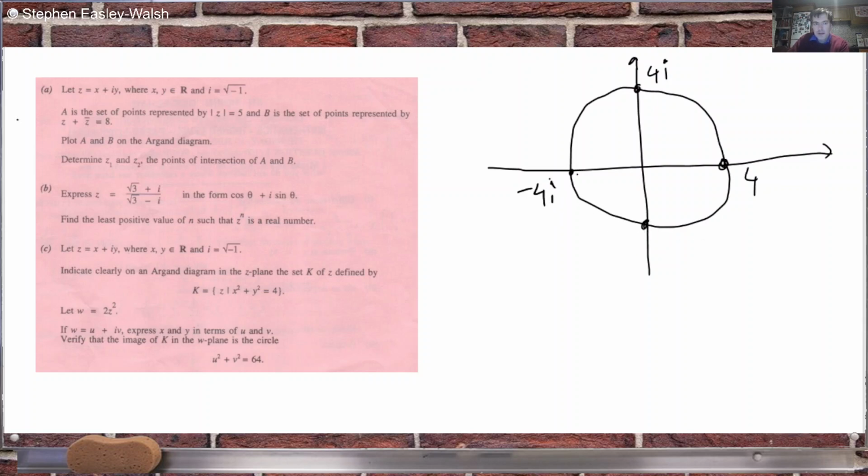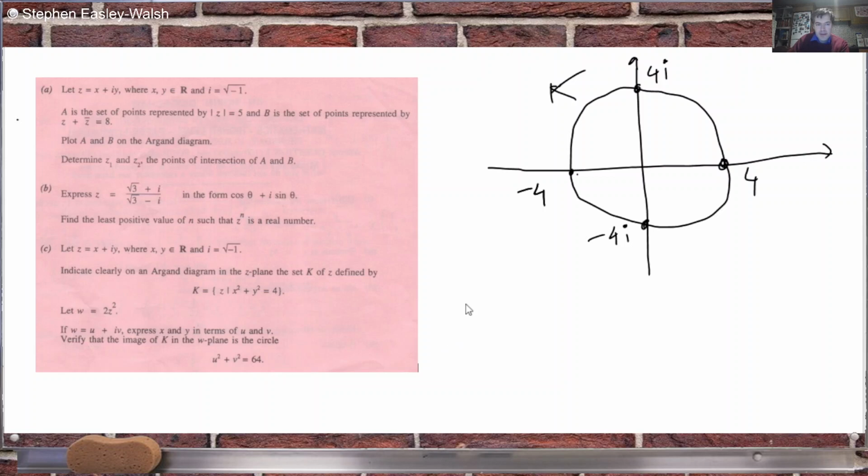Oops. Minus 4. And then minus 4i. That's k. Indicate clearly on the Argand diagram in the z plane the set k of z defined by... Okay, now w equals 2z squared, and w is a complex number as well. We can find x and y in terms and verify that the image k is that.